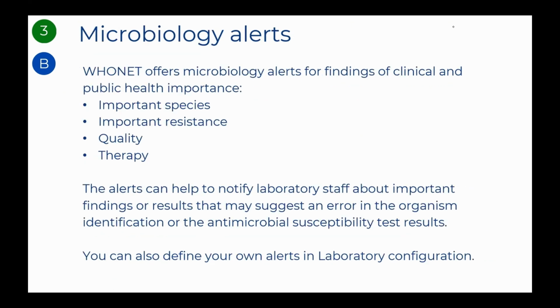Slide 23. As you enter your antibiotic results, you may also see a number of alerts. WHONET offers microbiology alerts for findings of clinical and public health importance, such as important species, important resistance, quality control, or therapy comment. The alerts can help to notify laboratory staff about important findings or results that may suggest an error in the organism identification or the antimicrobial susceptibility test result. You can also define your own alerts in laboratory configuration.